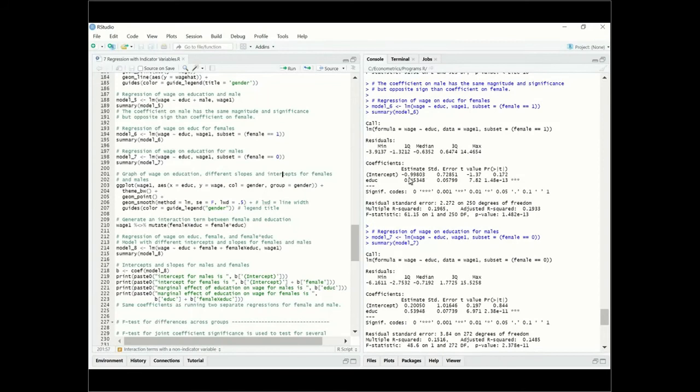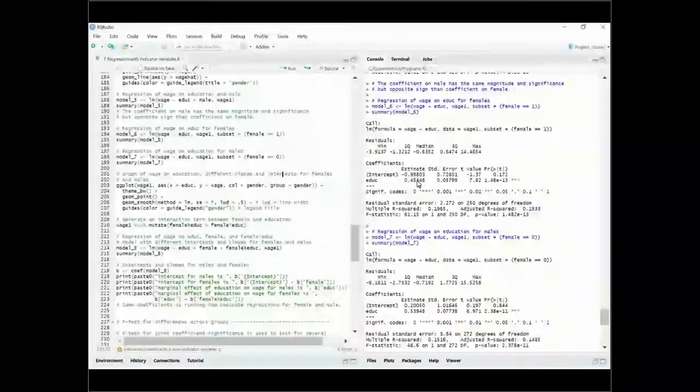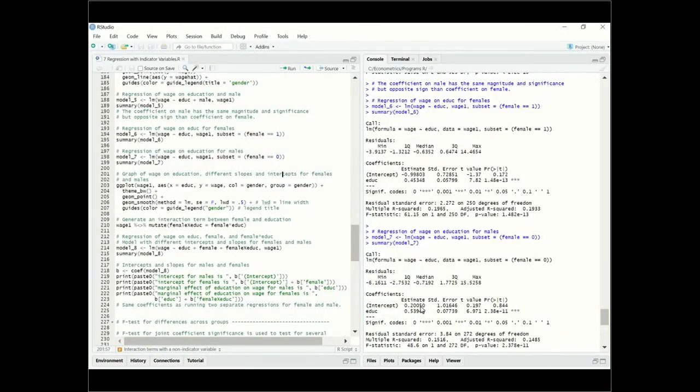So here the way to interpret this coefficient is that for females, because that's for whom we're estimating this model, each additional year of education brings 45 more cents in wages, and here for males, each additional year of education brings 53 more cents in wages. So let's go ahead and now plot these two and see what we get here.